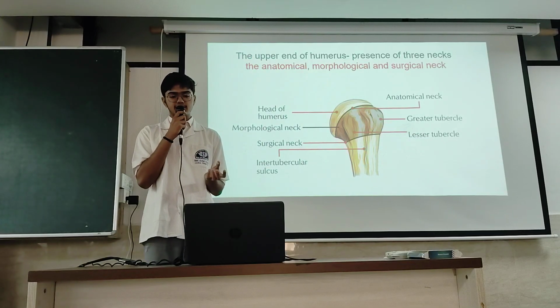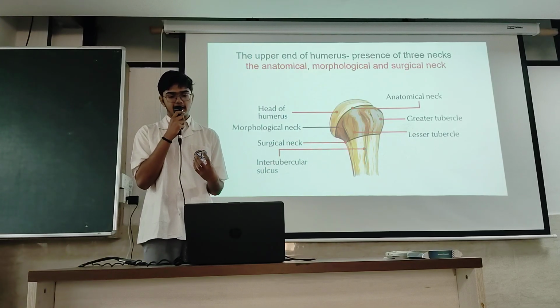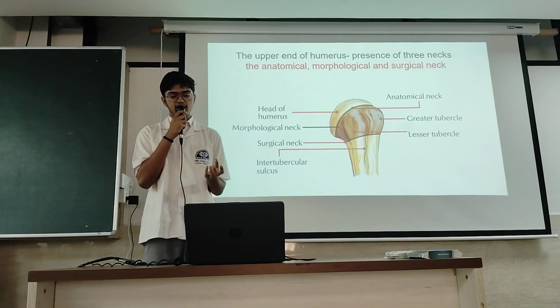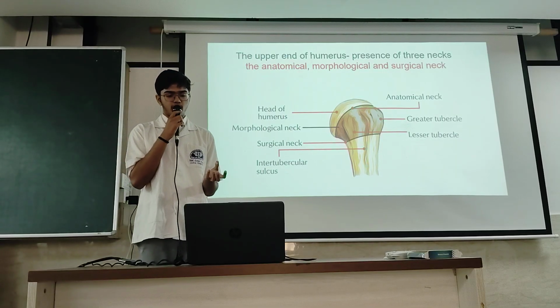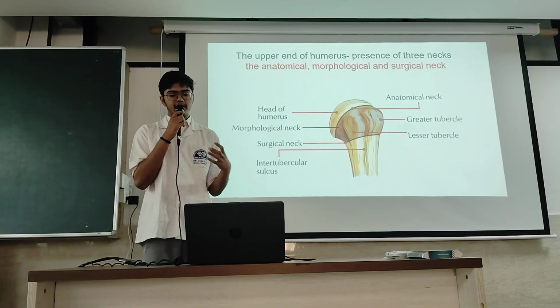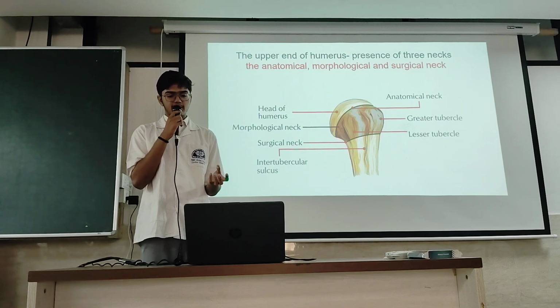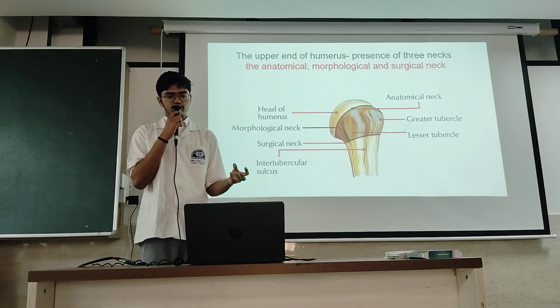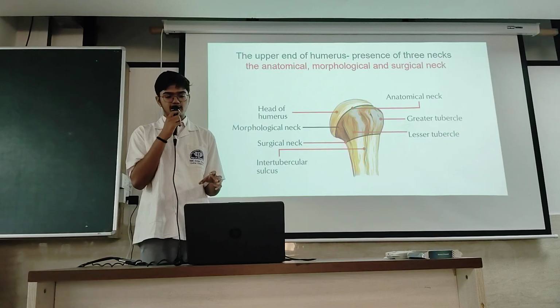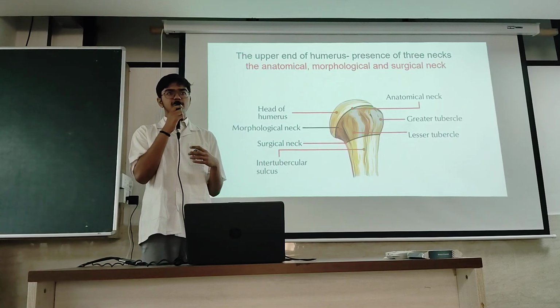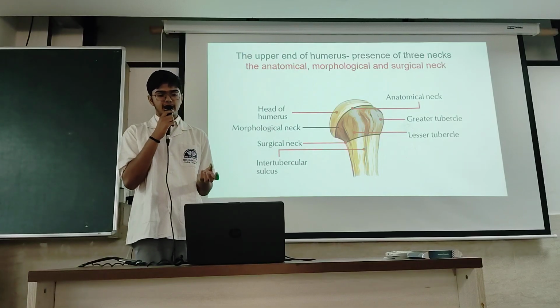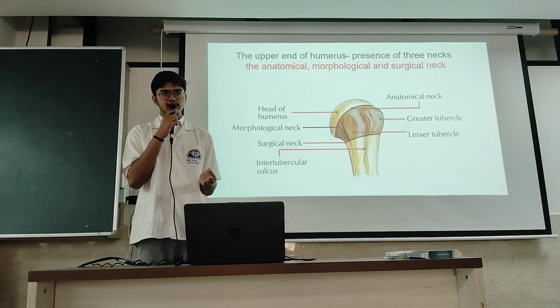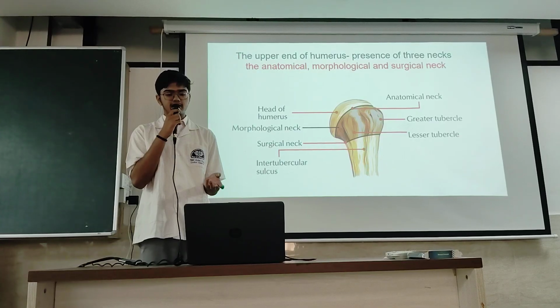A head is present that is directed medially and posteriorly, and there are three necks, that is the surgical neck, the anatomical neck, and the morphological neck. The surgical neck represents a thin border that lies at the junction of the upper end and the shaft of the humerus. The anatomical neck represents the boundary between the head of the humerus and the rest of the upper end of the humerus. And the morphological neck represents the junction of the diaphysis and the epiphysis at the upper end, which is only present in children and disappears in adults after diaphyseal fusion.